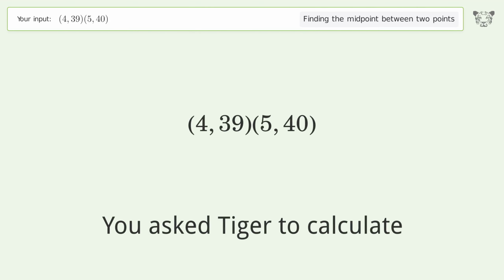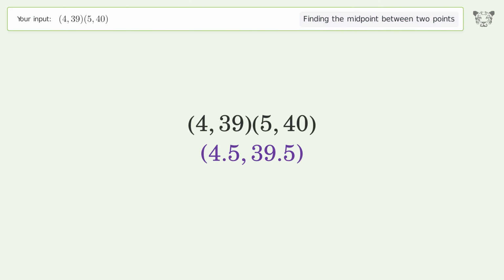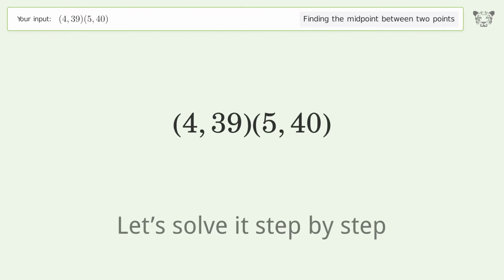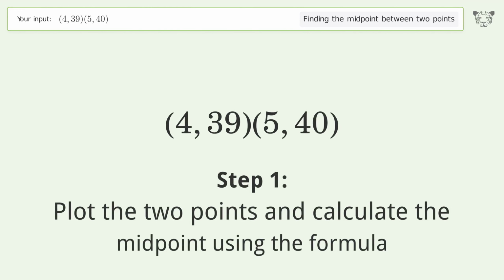You ask Tiger to calculate. This deals with finding the midpoint between 2 points. The midpoint between the 2 points is 4.5, 39.5. Let's solve it step by step. Plot the 2 points and calculate the midpoint using the formula.